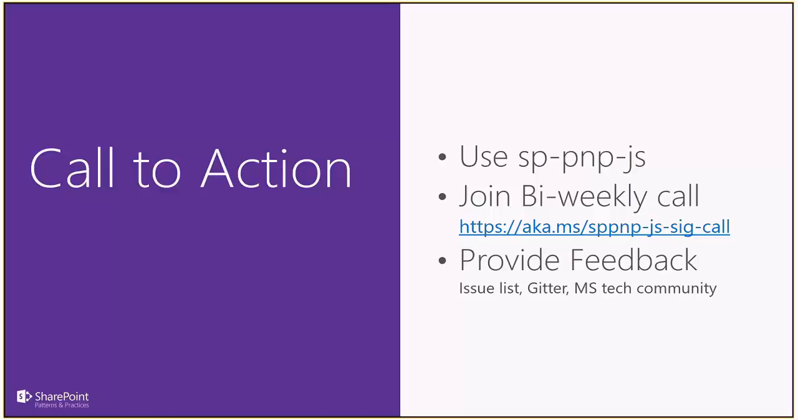And then finally, provide feedback. That feedback can come on the bi-weekly call, or on the issues list, where you can let us know if you find bugs or have questions. We have a Gitter channel tied to the JavaScript core library repo, so you can ask questions and get feedback there. And the Microsoft Tech Community is another great place for your feedback and ideas. So that's my call to action to you guys. Use the library, join the call, join the community, and provide feedback.